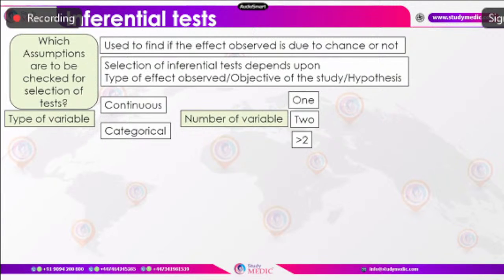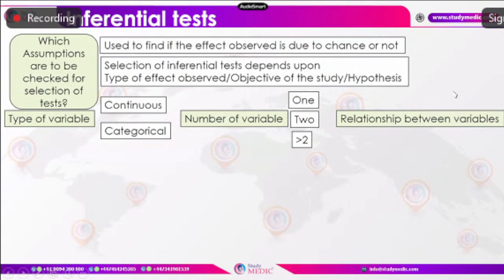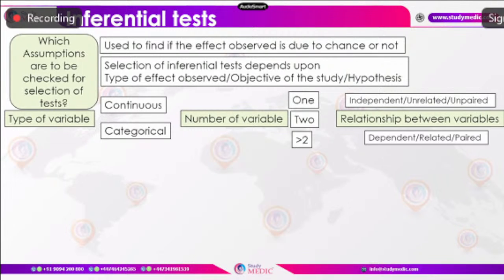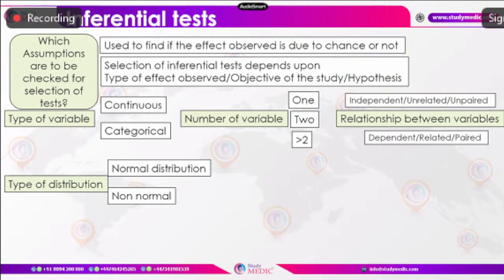For example, groups. If there is one group, if there are two groups, or if there are more than two groups. Whether these groups are dependent upon each other or independent, related to each other or unrelated, paired or unpaired, independent of each other, or mutually exclusive of each other. We need to look at that. Then we need to look at the type of the distribution of the data representing the variable, whether it is normally distributed or not normally distributed.